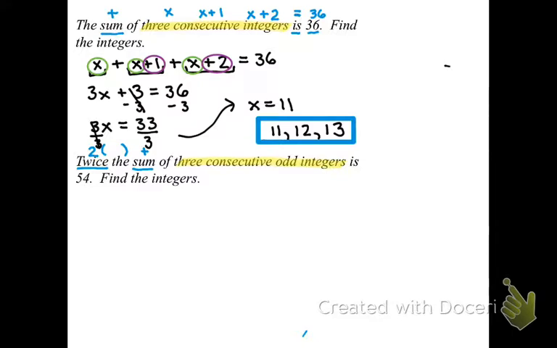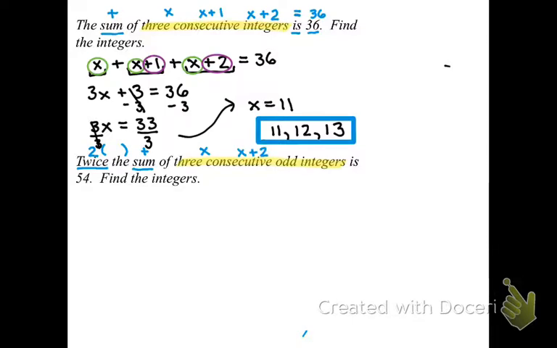So in the previous example, we had consecutive integers like 1, 2, 3. When we talk about 3 consecutive odd integers, we're talking, for example, 1, 3, 5, maybe 7, 9, 11. So we're looking for 3 odd numbers in a row. If we call our first odd integer x, in order to get to the next odd integer, we actually have to add 2.